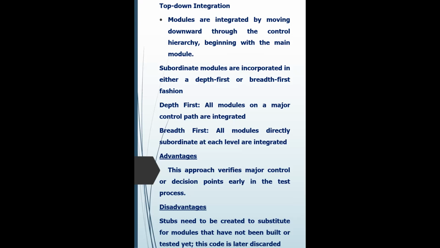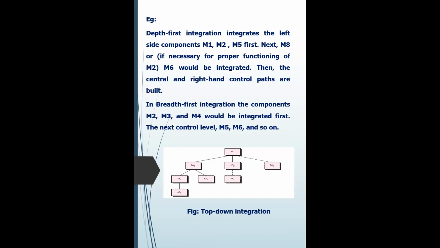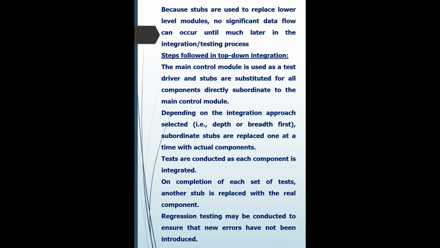The advantage of top-down integration is that this approach verifies major control or decision points early in the test process. The disadvantages of top-down integration testing: stubs need to be created as substitutes for modules that have not been built or tested yet. This code is later discarded because stubs are used to replace lower level modules. No significant data flow can occur until much later in the integration or testing process.